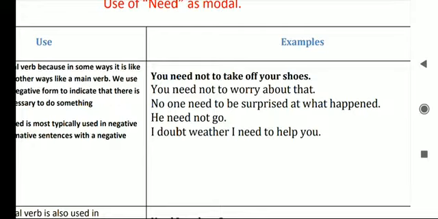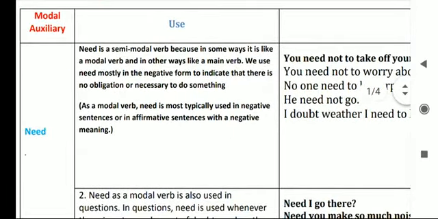You need not worry about that. No one need be surprised at what happened. He need not go. I doubt whether I need to help you. So these were the examples.